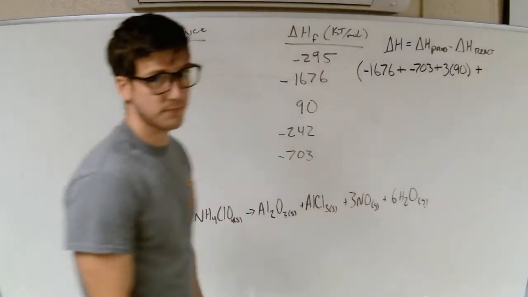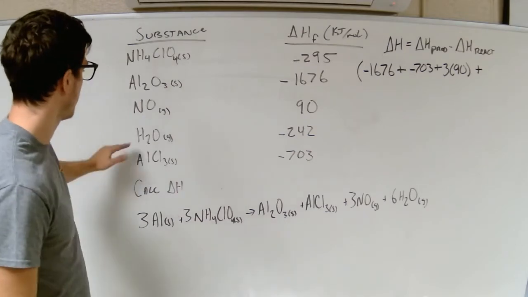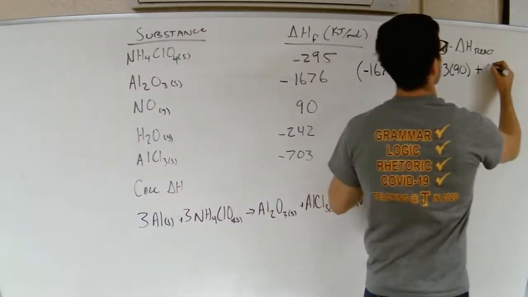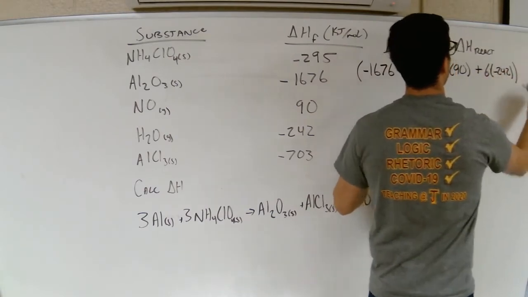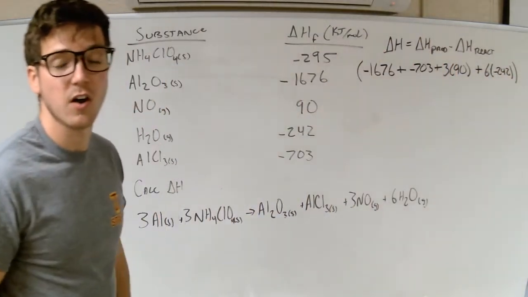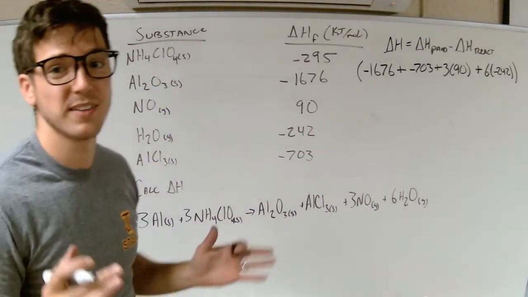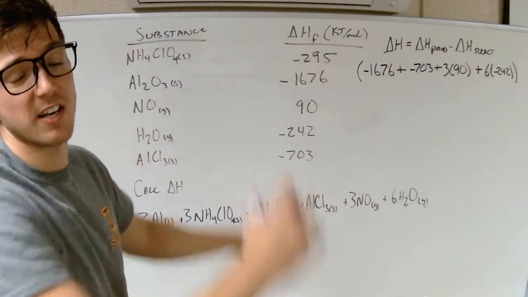Plus my waters. There's 6 waters, 6 times negative 242. Okay, and there are all my products. I put them all in parentheses, make them all together, put that in the calculator, and you get this nice number. Just set it off to the side.